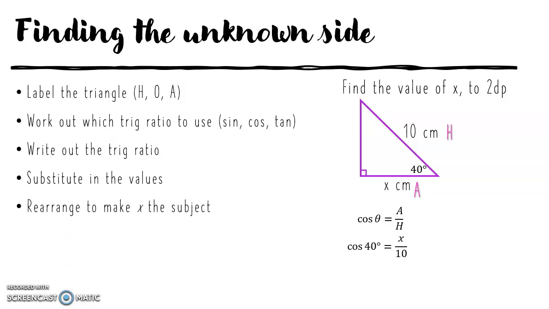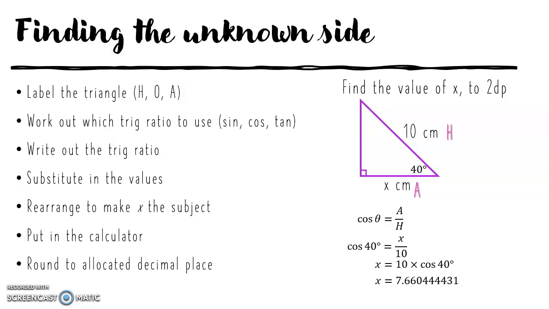We then want to rearrange to make x the subject. So in order to make x the subject here, we need to multiply both sides by 10 to get x equals 10 times cos 40 degrees. We then put this into the calculator to get x equals 7.660444431, and we want to round to the allocated decimal place. In the question it says to two decimal places, so we get x equals 7.66 centimeters.